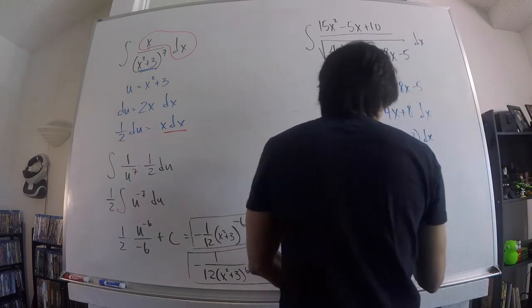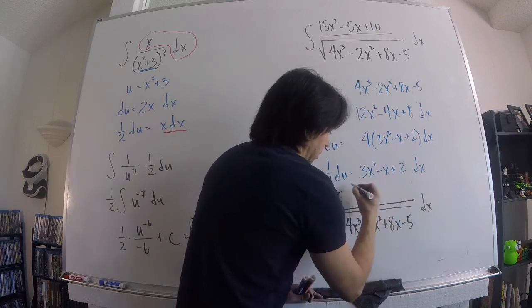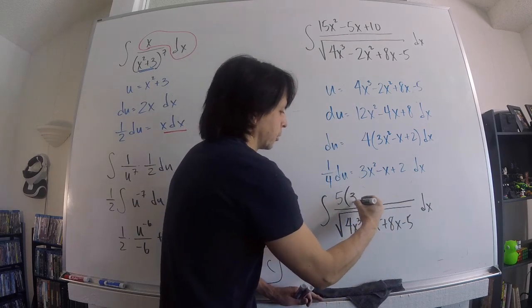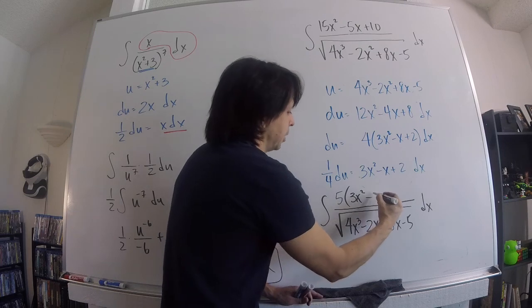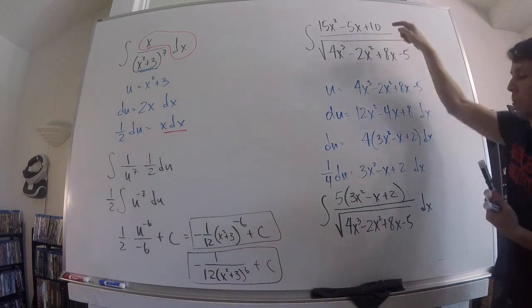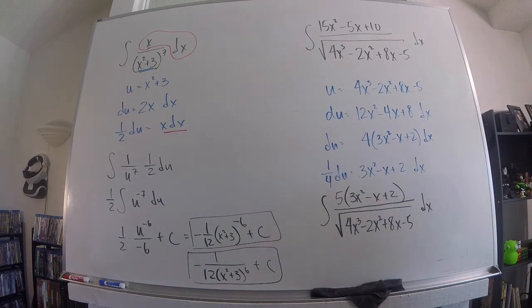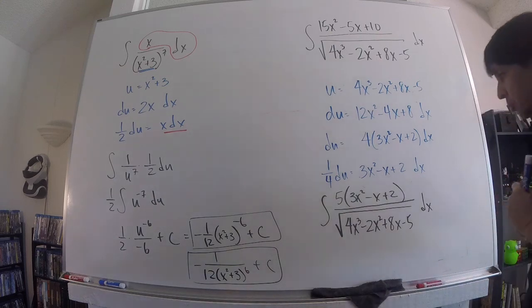Okay, so that numerator, I'm going to factor out a 5. Now I'm going to get 3x squared minus x plus 2. Okay, factor out a 5 from that top. I could pull it out of the entire integral if I wanted to. I may do that later, but the main thing is to look and see if now this is working out, if I solve the puzzle.